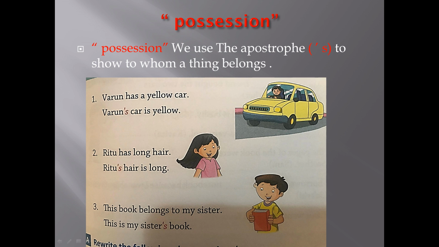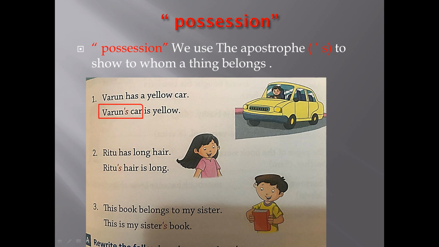Okay, let's read the first example. The first example here, I have two sentences, and in these two sentences I want to say that this car belongs to this man, whose name is Varun. I have two ways to say that this car belongs to this man. In the first sentence, I can say Varun has a yellow car.